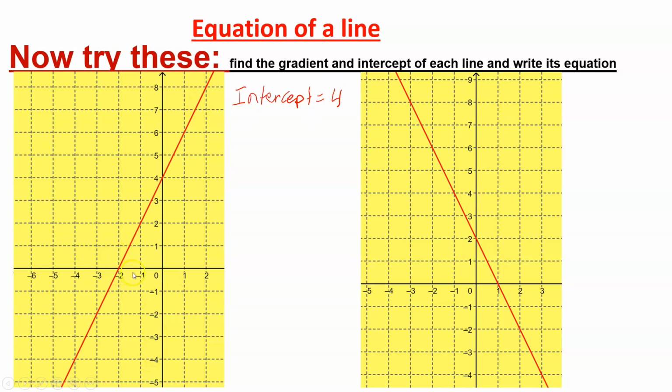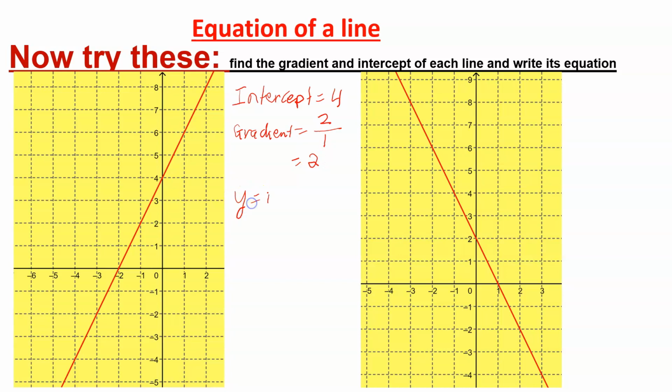Now, if I take one step in the horizontal direction, I need to take 2 steps up. So the gradient, each one step you take horizontal, you need to take 2 steps up. So gradient is 2. What's our equation?